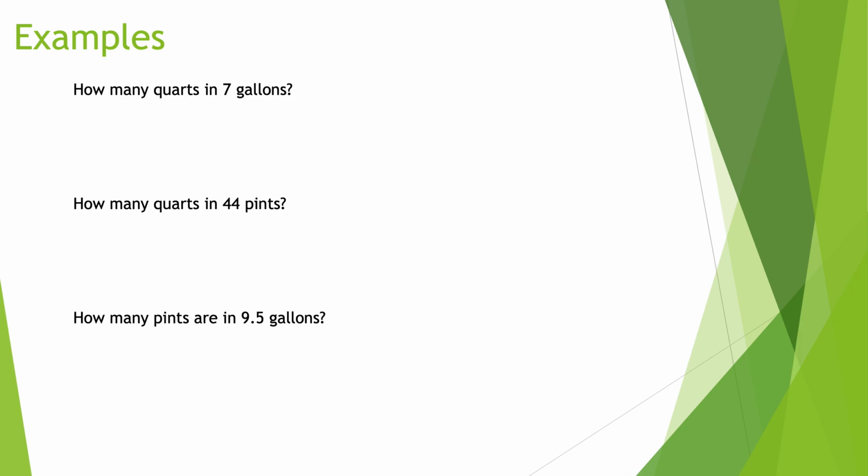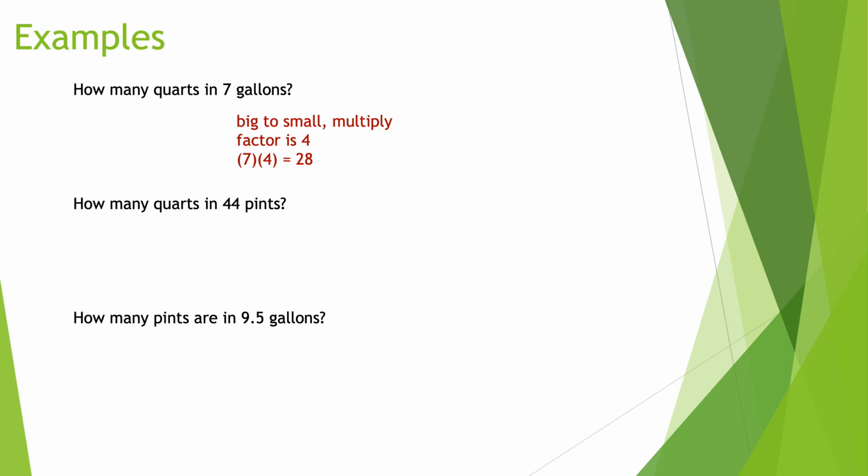Okay, how many quarts are in 7 gallons? Well, that's big to small in the sense that you're going from gallons to quarts. So you're going to multiply. The factor is 4 because there's 4 quarts in a gallon. 7 times 4 is 28. So the answer to that one would be 28 quarts.